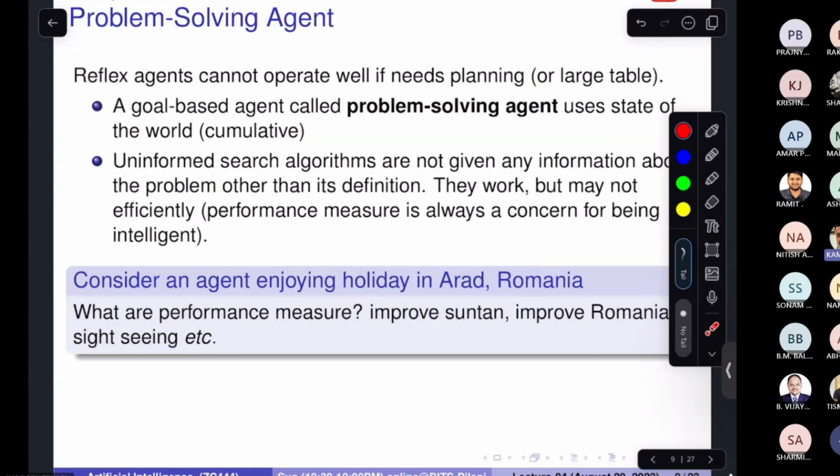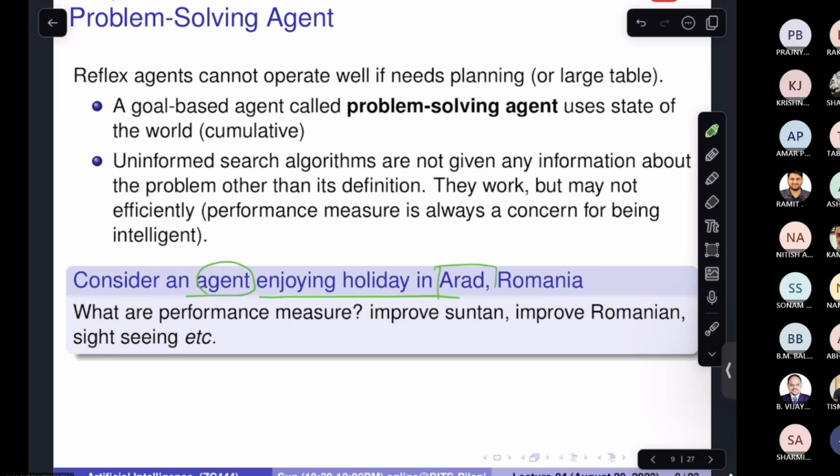So let me give you an example. Consider an agent enjoying a holiday in Arad, a place in Romania. Then what is the performance measure?